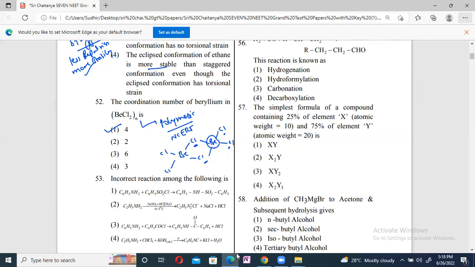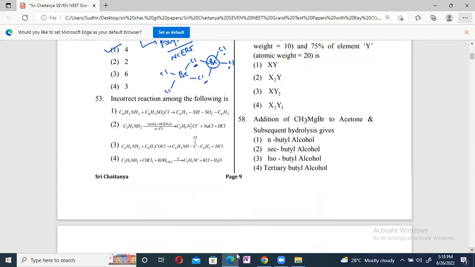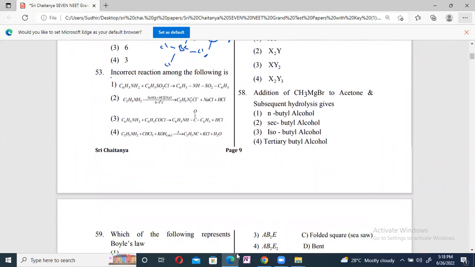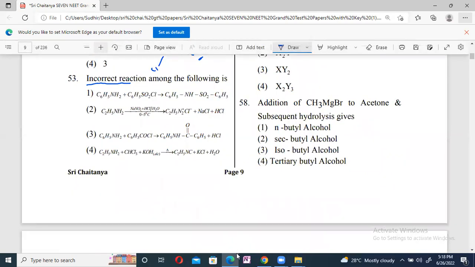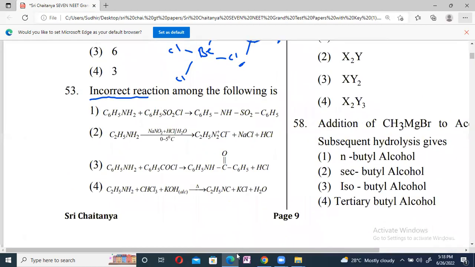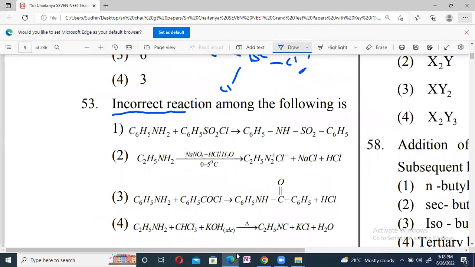Then question number 53. Incorrect reaction among the following. I hope you are able to see. If not, I will make it in this way. Now I think it is clear for everyone. Incorrect reaction among the following. Here, aniline is treated with benzoyl chloride and forms the compound. It means a 2 degree amine we got here.